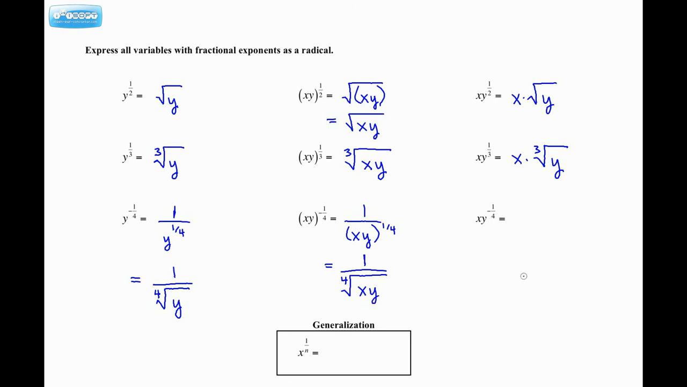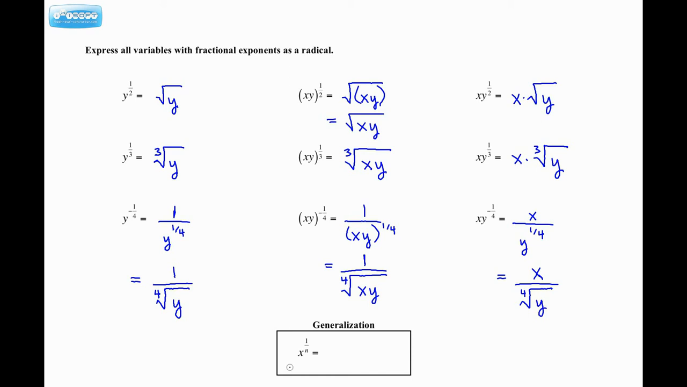Okay. This next one you have to be careful. Okay, there are no brackets, so this x here is not connected to this exponent. So the x is going to stay in the numerator. Okay. But this y can go in the denominator, and that becomes positive 1/4. So writing it as a radical, the x stays as is, and this becomes the 4th root of y. Not too bad.